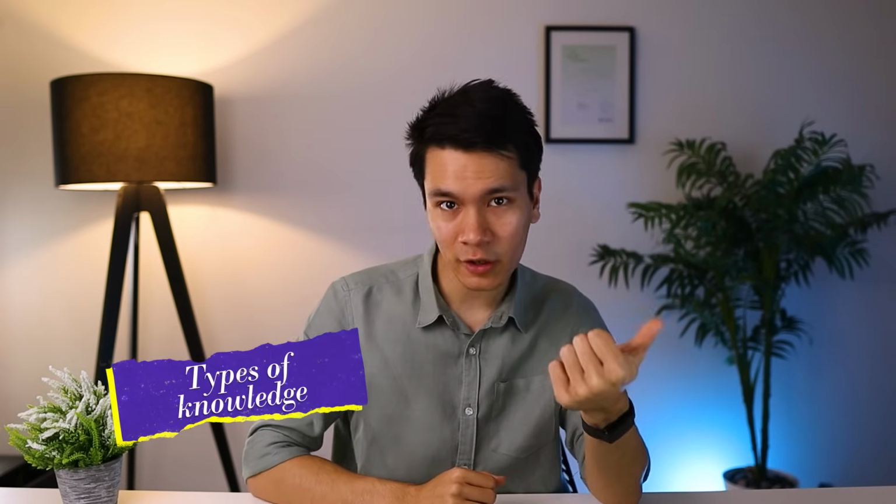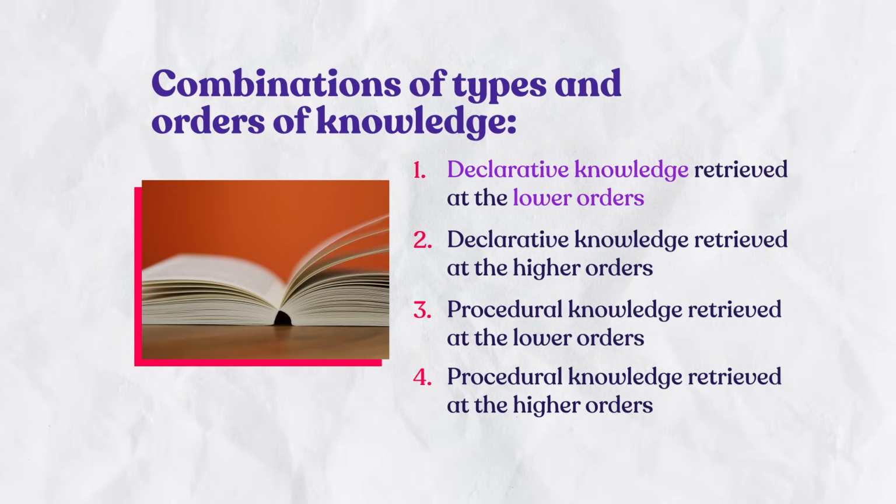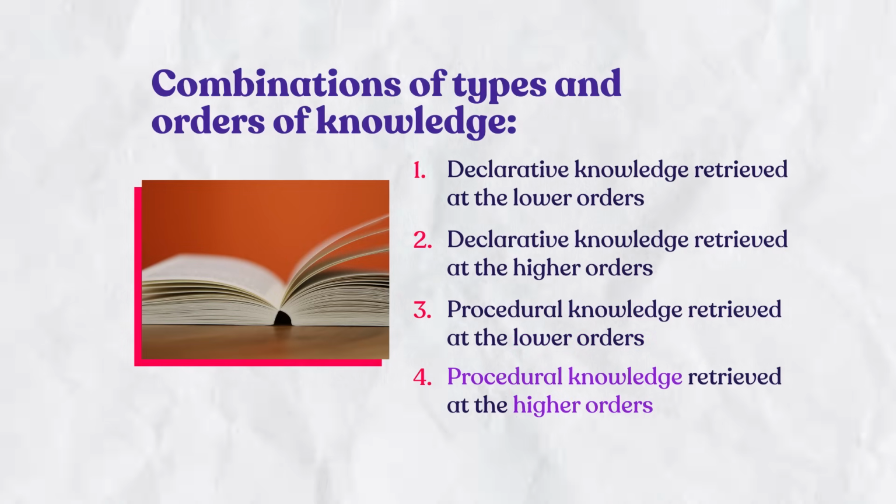So now that you have an understanding of the types of knowledge and the orders of retrieval that there are for knowledge, you should understand that you can make 4 combinations with these. And then based on this, you can use certain interleaving techniques that optimize on each of those categories. These are declarative knowledge at lower orders, declarative knowledge at higher orders, procedural knowledge at lower orders, and procedural knowledge at higher orders. And now we're going to go through some examples of some interleaving techniques that you can use that fit into each of these categories.